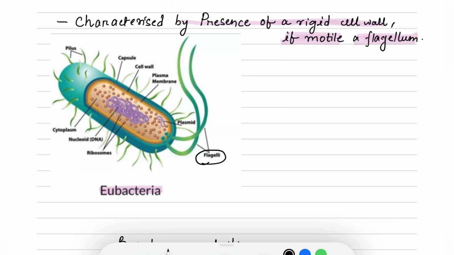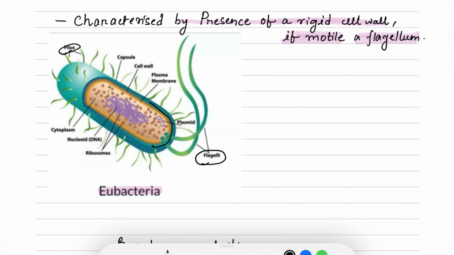Further from the flagella, there are cilia as well as pili. Now you will study about flagella, pili and cilia in your next chapters. This is the cell wall of a bacteria, these are the flagella, and this is the nucleoid. Ill-defined nucleus is present, cytoplasm, ribosome. This is the typical structure of Eubacteria within the cell.